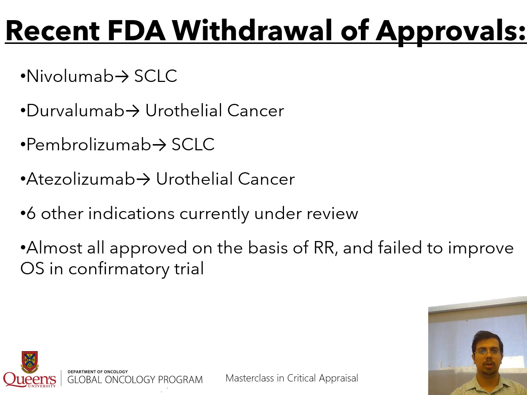Now, we have seen that in the recent past, the FDA has withdrawn approval of 4 drug indications because they failed to improve survival, although they had previously improved a surrogate endpoint. And there are 6 other indications currently under review for the same reason. For all of these cases, these drugs were approved on the basis of response rate, which is a very poor surrogate, and they failed to improve overall survival in the confirmatory trial. So this shows that relying on surrogate endpoints can sometimes mislead us, and that drug will end up not improving any outcome or sometimes even harming patients.